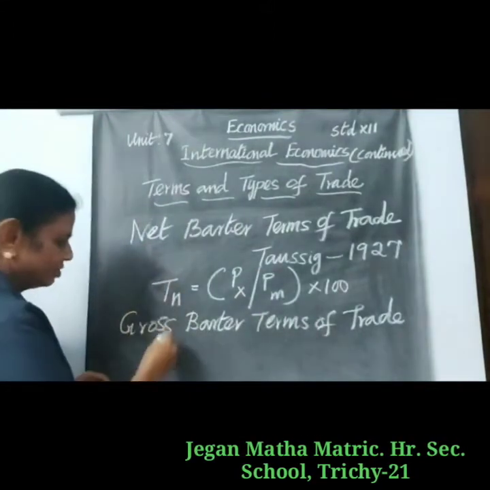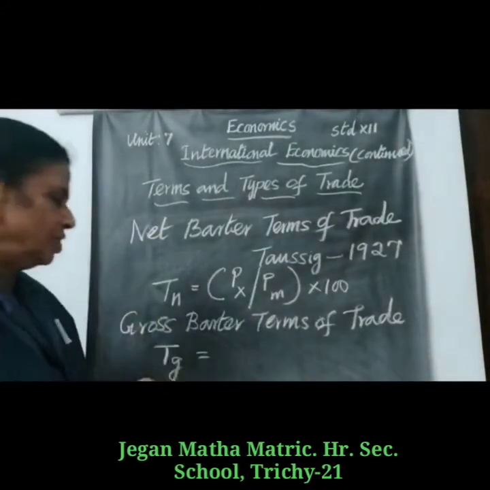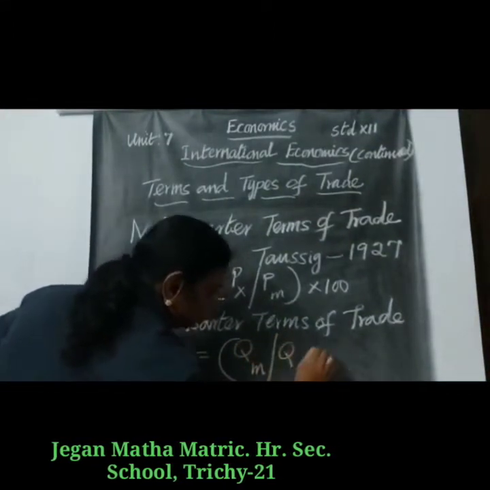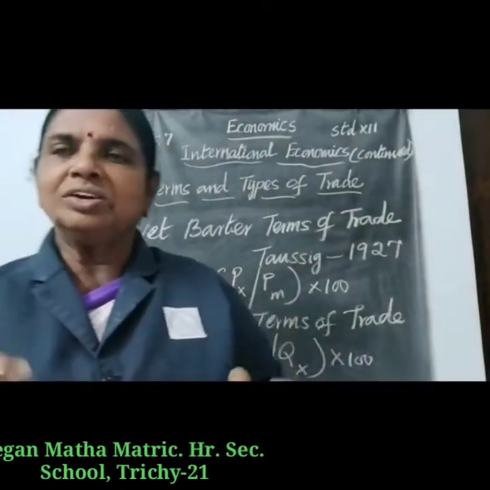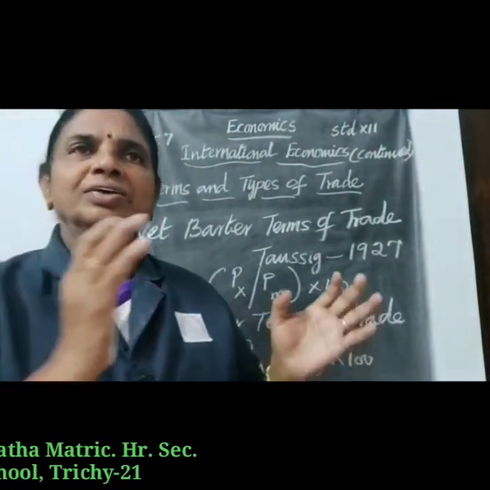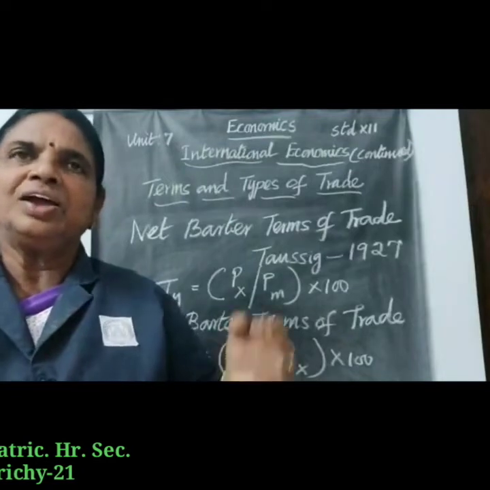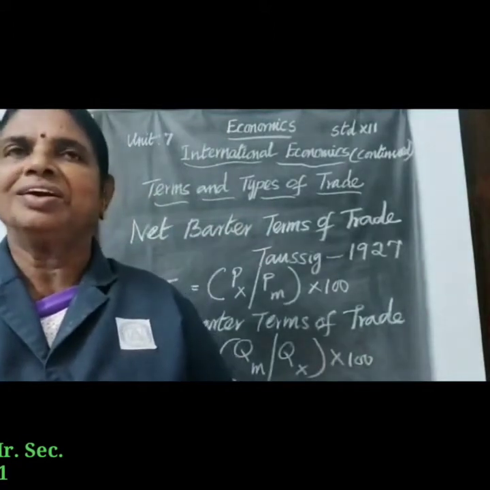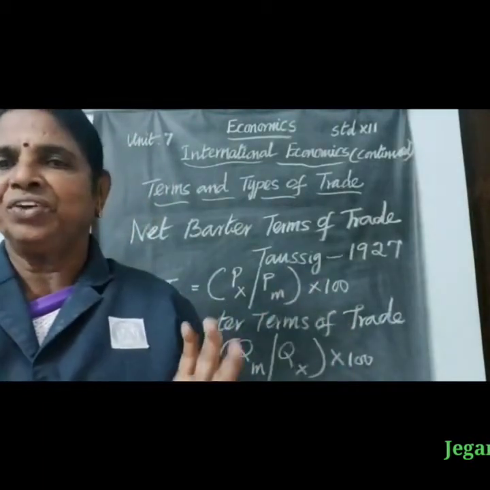It can be expressed as Tg equal to Qm divided by Qx into 100. This you have to remember. Qm represents the index of import quantities, and Qx the index of export quantities. If for a given quantity of exports, a larger quantity of imports can be consumed by a country, then one can say that the terms of trade are favorable.